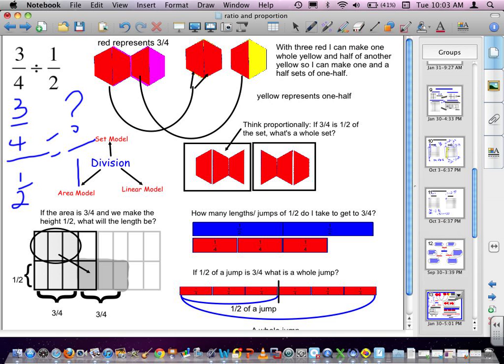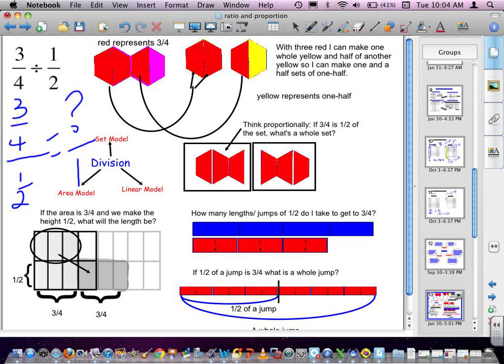Okay, let's look at this one. Linear model. When I'm doing the linear model, I have 3/4 of a length, and I want to measure off lengths that are 1/2. I can measure a whole one and half of another one, right? So if I wanted to use jumps of a half to get to 3/4, I would use 1 whole one and then half of another one, and then I'd be at 3/4. Very similar to what we did here, it's just a linear model.